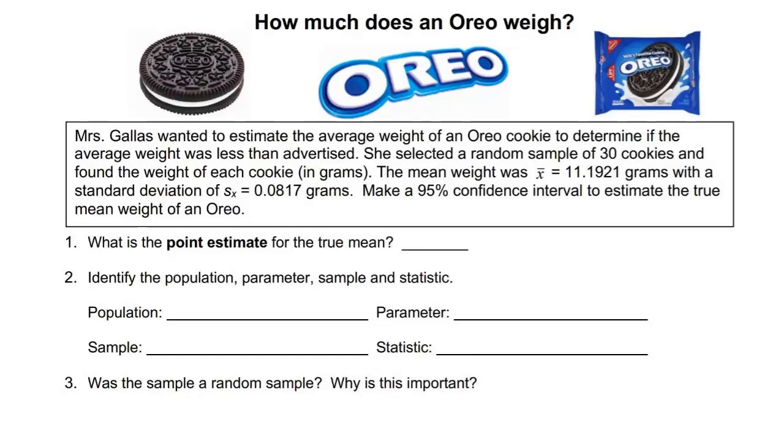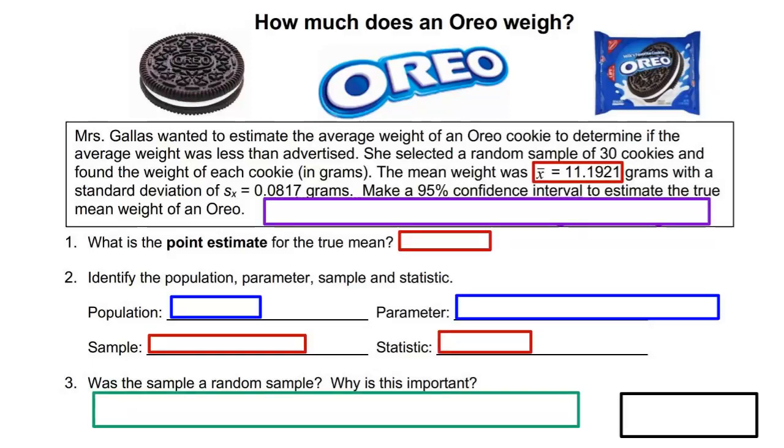All right. What is the point estimate for the true mean? What do you think we mean by the point estimate for the true mean? The mean that they got. What was the mean that they got? 11.192. Absolutely. 11.192, and we say this is X bar.